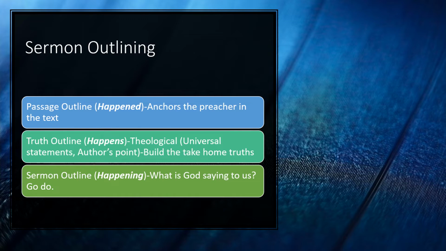So it's an anchor for the preacher to be in the passage, and you're studying, you're looking around, you're looking in, you're trying to study the phrases. And then once you move from the passage outline, it forms the basic skeleton of the message. You will then move to a truth outline. And so basically you're taking what you've established in the passage outline and you're now flipping it. Okay? You're moving from what happened in the past to it happens, and you're taking the passage to its current context, building the take-home truth.